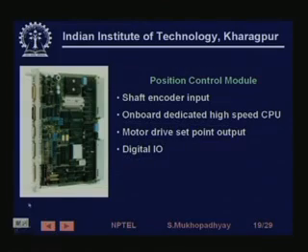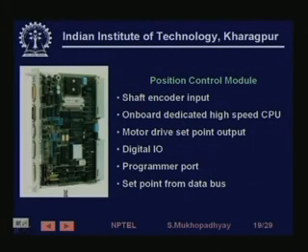So these are some of the modules which are used in PLC systems. It has a programmer port because there are a large number of parameters which have to be set, and the set point comes from the data bus.